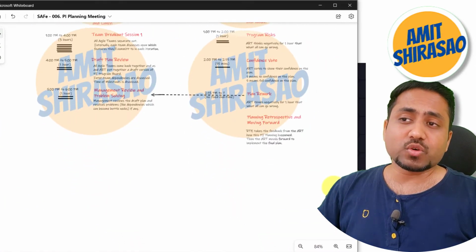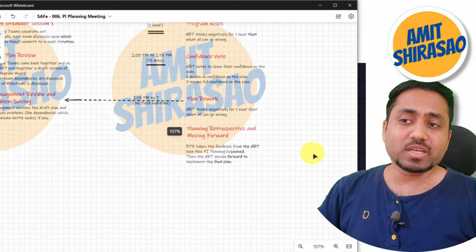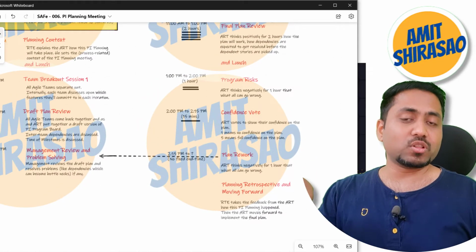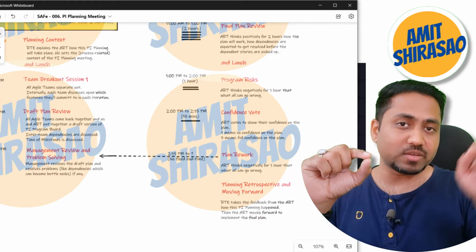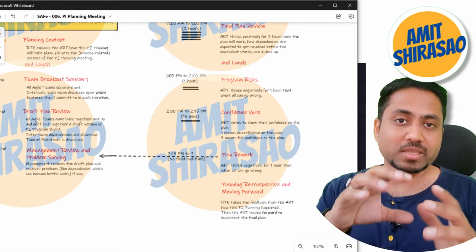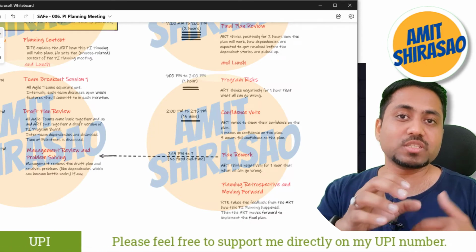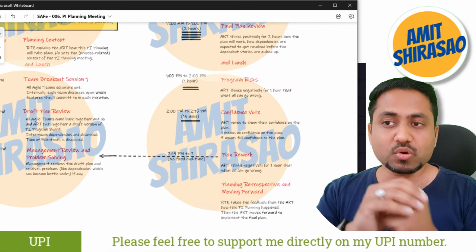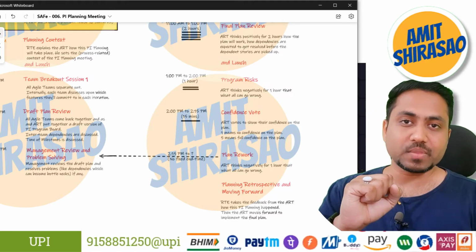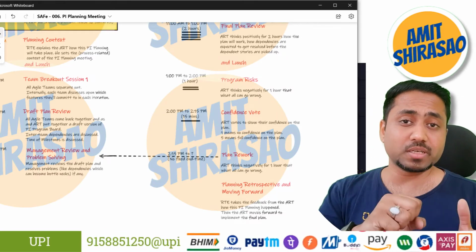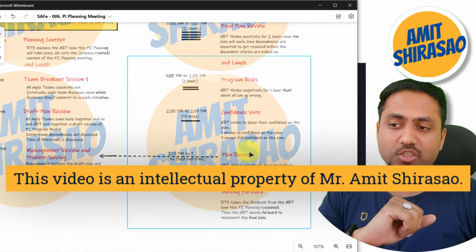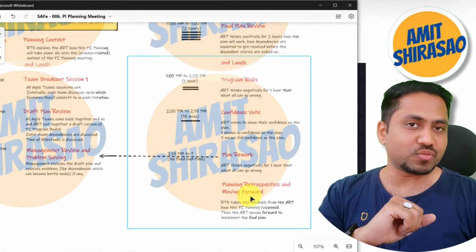In the confidence voting, if I add the votes of all the 50 to 125 people and divide it by the number of people, then it will be the average vote. On an average, how much did every person in the ART vote? Let us say that average voting is more than 3. That means on an average, the ART is confident that this plan is going to work. So then it is okay. Then we directly jump to planning retrospective and moving forward.